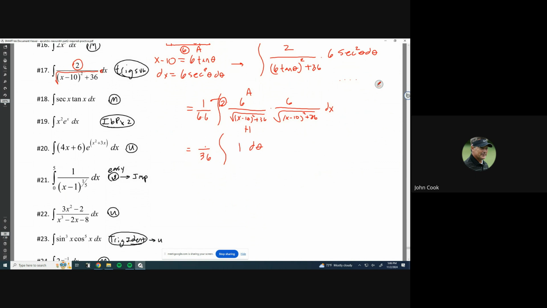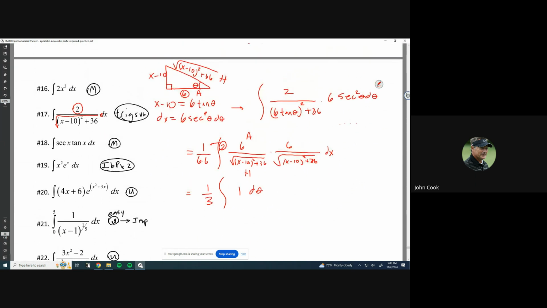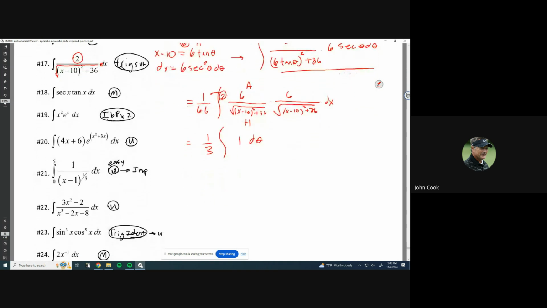So let's see, 6 over 12, so that ends up being 1/3. That's what you would have ended up with if you did the direct substitution route and simplified it. You'd just end up with a simple constant value. So anyways, I've got 1/3 and then 1 d theta, whose antiderivative is theta, so 1/3 theta plus c.